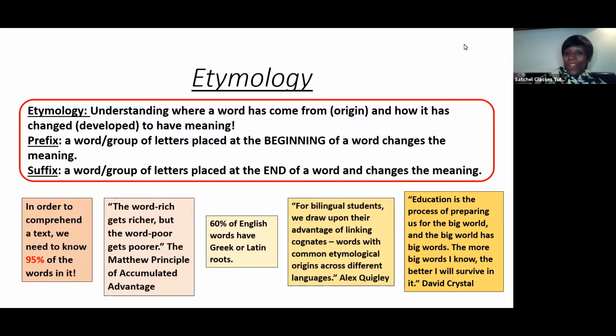They draw on their advantage of linking cognates, so words that are common. So a word like phobia: I know what that word means in my language, I know what it means in English. I'm linking the words together, I'm linking the cognates. So it helps us actually to understand other languages. If we're learning other languages, understanding Greek and Latin root words helps us to link things together.